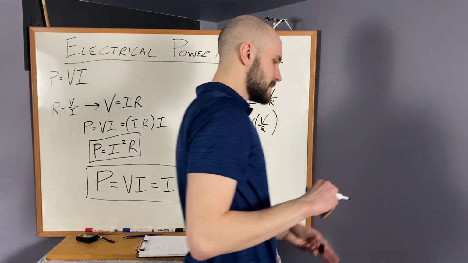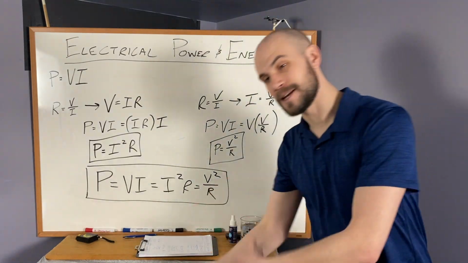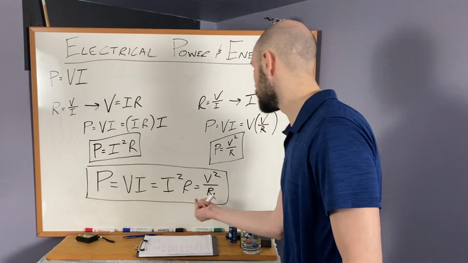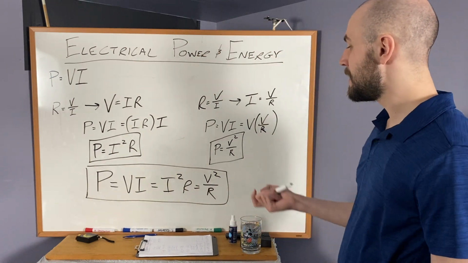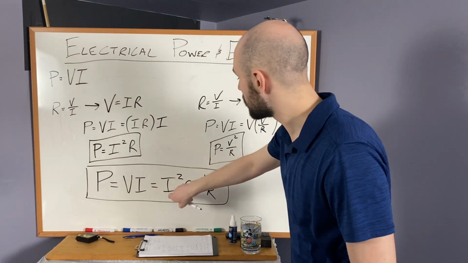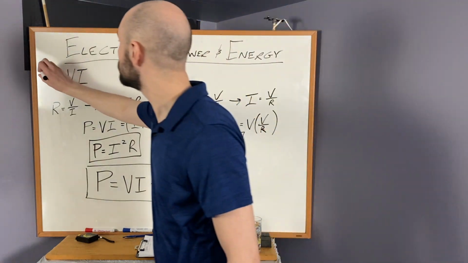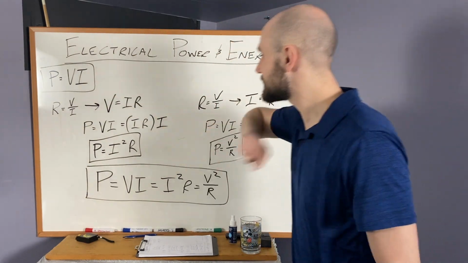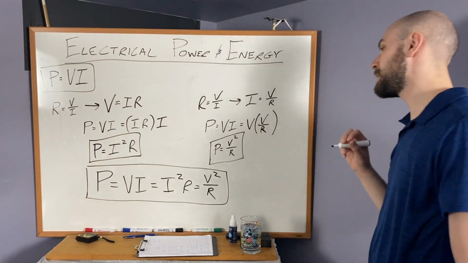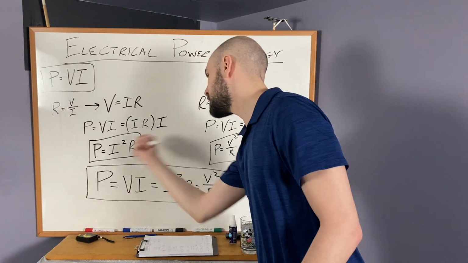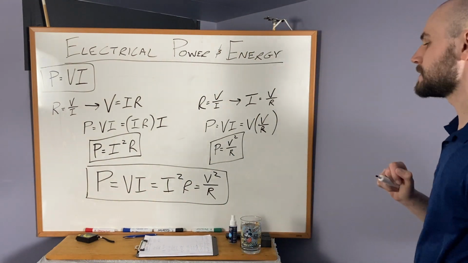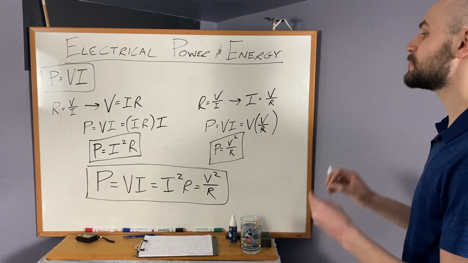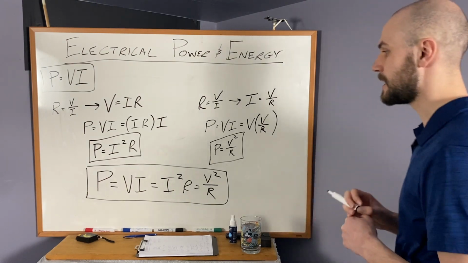All right, so if a question asks you, what's the power dissipated by an element, or how much power is being used by an element, you can use any one of these depending on what information you know. Don't get confused by this long string of equal signs. It's just saying that you could use any one of these expressions. You can use P is V times I, P is I squared times R, P is V squared over R. This is just a way to put it all in one place.